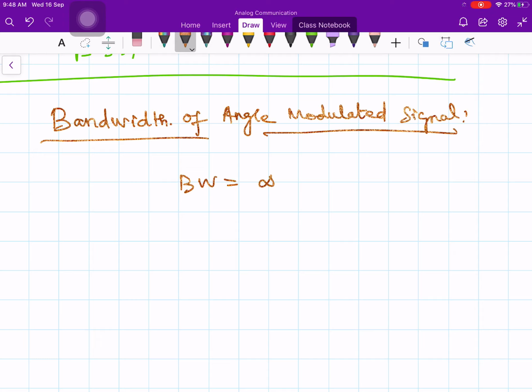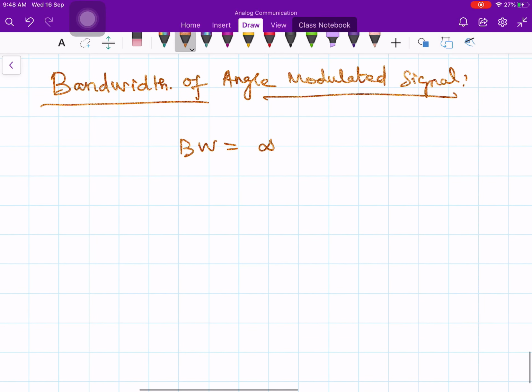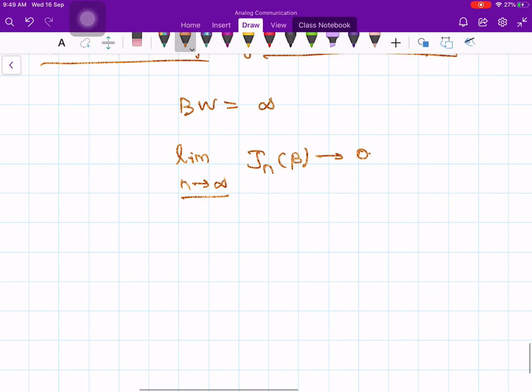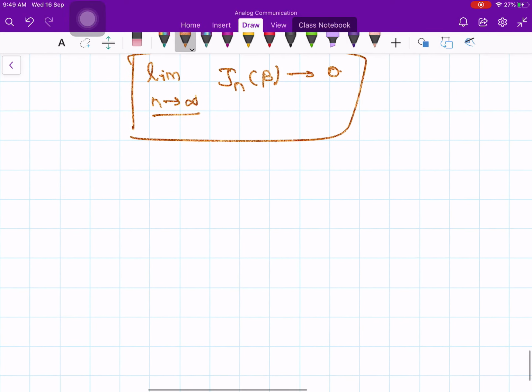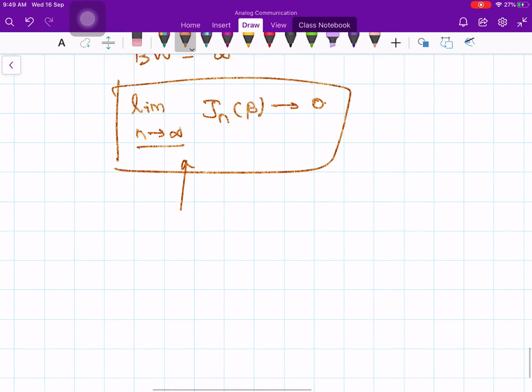But I just mentioned that in practice we make use of this fact that from your Bessel function, if you recall, limit n goes to infinity. That means when n becomes a large number, then your Jn of beta becomes insignificant. It tends to 0. And this is again very helpful to define the bandwidth quantitatively. This result is coming from the properties of the Bessel function. I think this property I did not mention in the previous lecture.